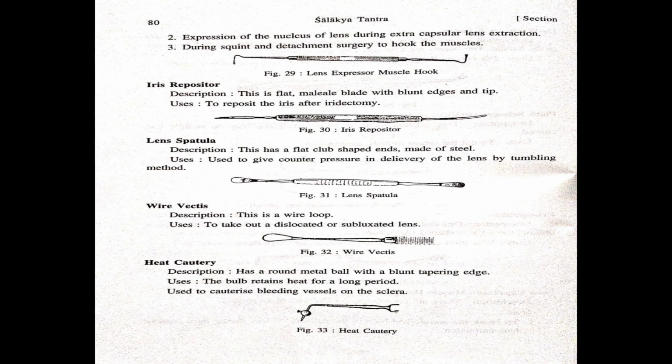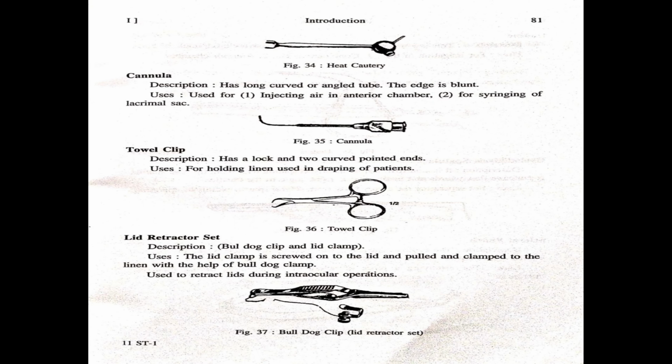Figure 33: heat cautery. Figure 34: heat cautery. Cannula. Description: has a long curved or angled tube. The edge is blunt. Uses: used for 1. Injecting air in the anterior chamber, 2. For syringing of the lacrimal sac.